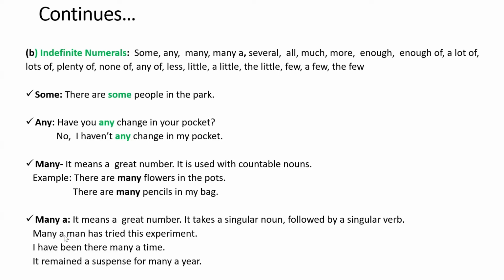Many a will be followed by a singular noun, here it is, and a singular verb, here it is, has tried. Many a man has tried this experiment. I have been there many a time. We cannot say times, that will go wrong. It remained a suspense for many a year. We cannot say many a years, no. Many a year, that is the correct one.